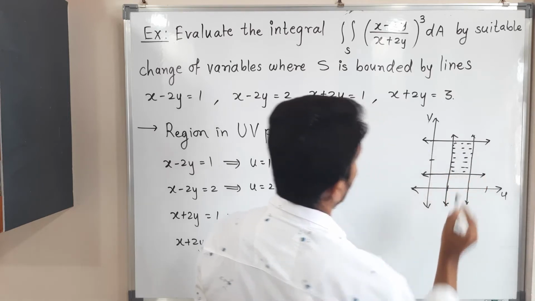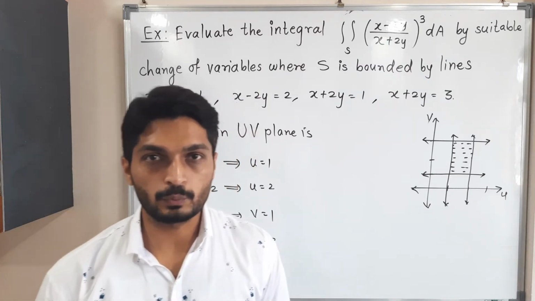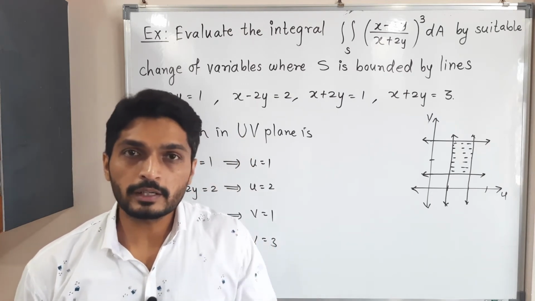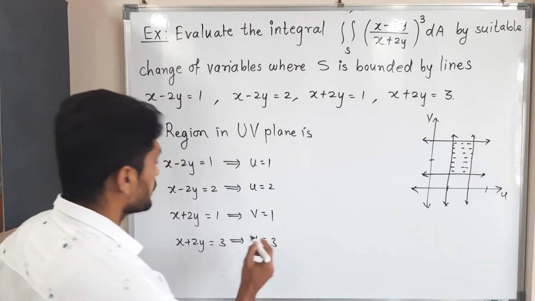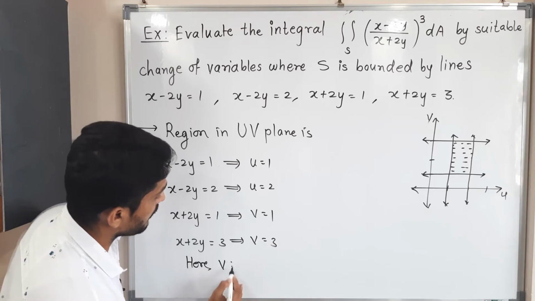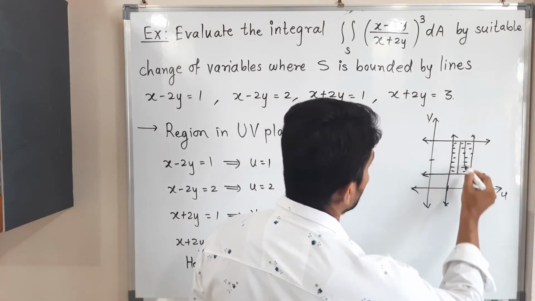This is the region we have. So you can consider a strip parallel to u-axis or v-axis, whatever you want, but normally we consider a strip parallel to v-axis. We are already familiar with all these concepts, so I will skip that and directly write limits. Here v varies from and u varies from. So you know that we consider a strip like this.